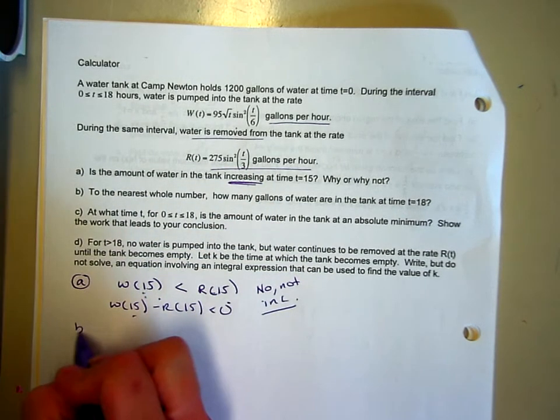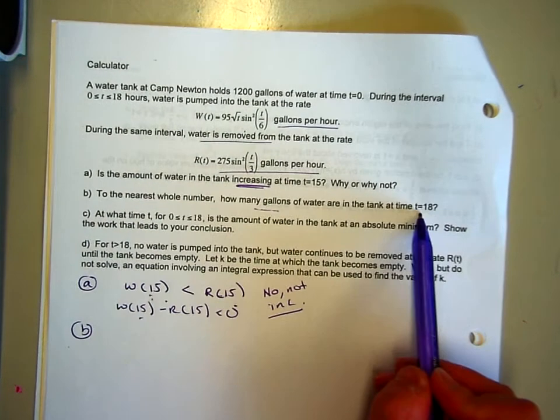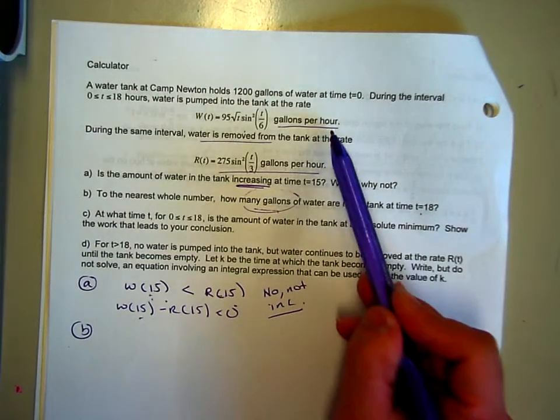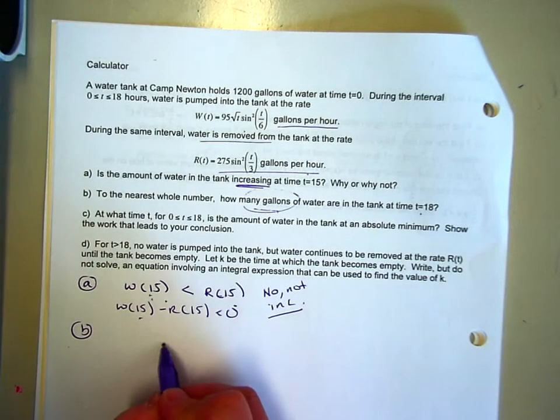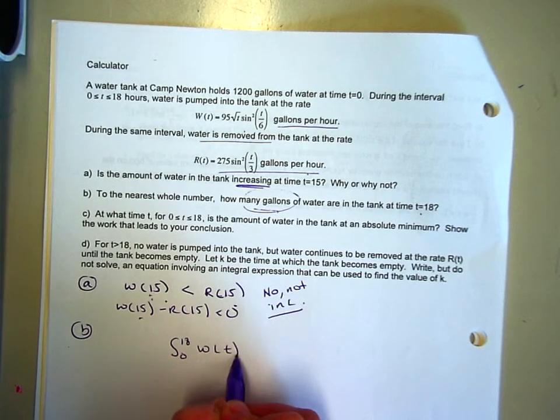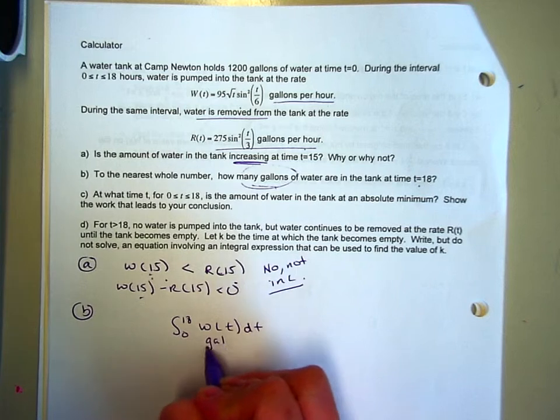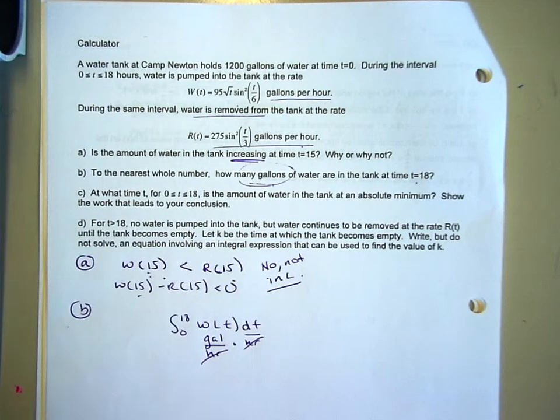Part B: how many gallons of water are in the tank at time 18? I want the total amount, so I should be integrating these two. But in order to figure out how much is in the tank, I need to figure out how much comes in. This is the amount of water, total gallons. Again, think units. This is gallons per hour. The units on this is hours. So if I integrate that, that will give me total gallons coming in.